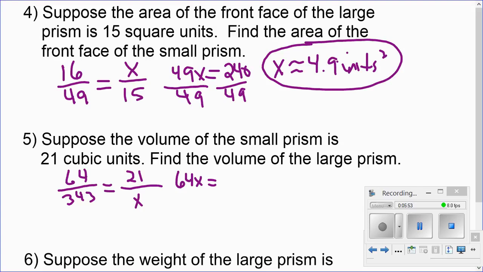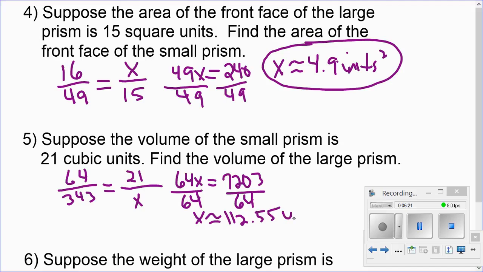which is 7,203. And I'll divide both sides by 64. And when I do that, 7,203 divided by 64, I'm getting 112.55, and these are units cubed. We're talking about volume.